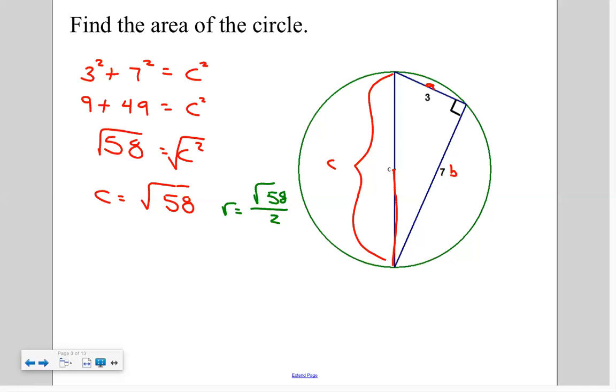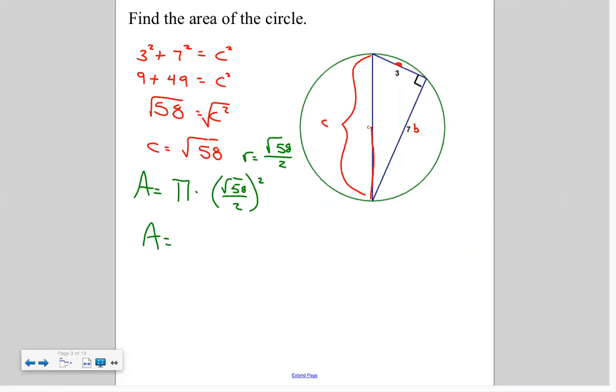Well, let's use that radius to find the area of our circle. So pi times the radius squared. When we square that, the square root of 58 squared equals 58, and the square root of 2 squared is 4. Leave pi on the outside here. Now 58 over 4 does reduce. 4 doesn't go equally into 58, but I know it does reduce to 29 over 2. This is one way that we could write our answer: 29 over 2 pi.